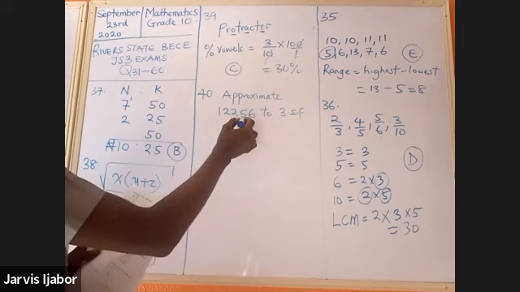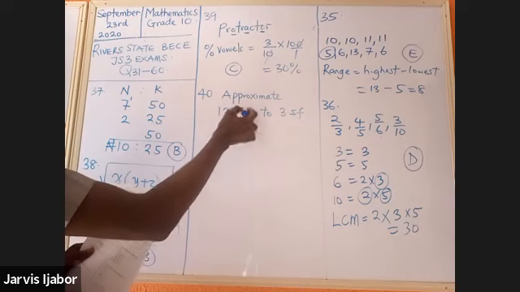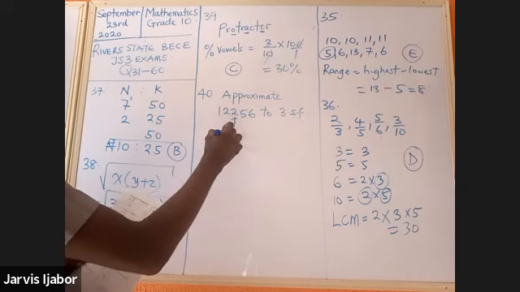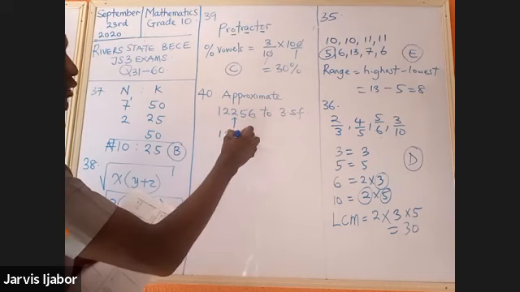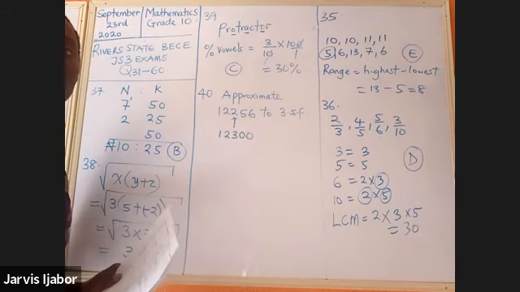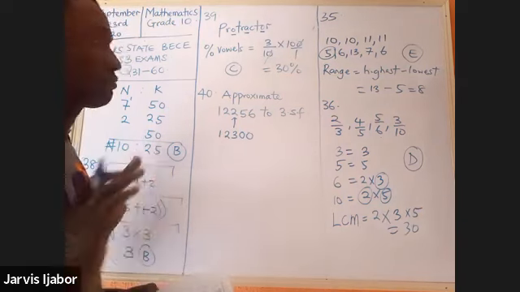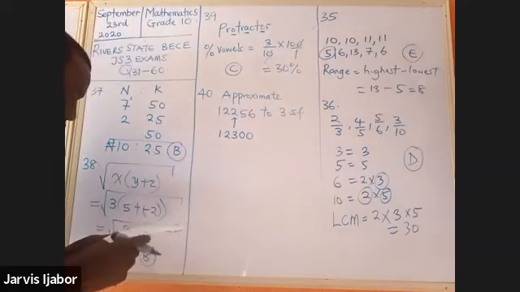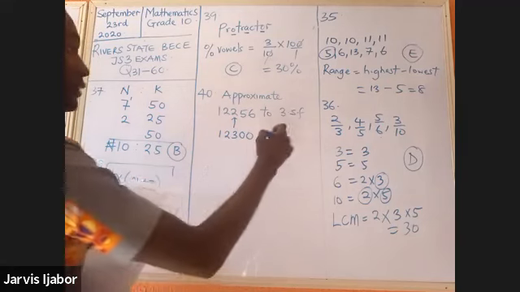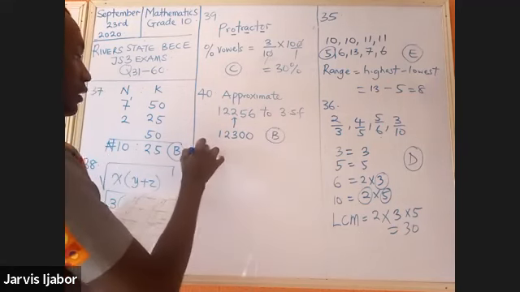So this is 5. Because it's 5 and above, we can add it to this. So this becomes 1, 2, 3. And the rest turns to 0 because it is a whole number. If it were decimal, we would forgo them. Right, so that answer becomes B.